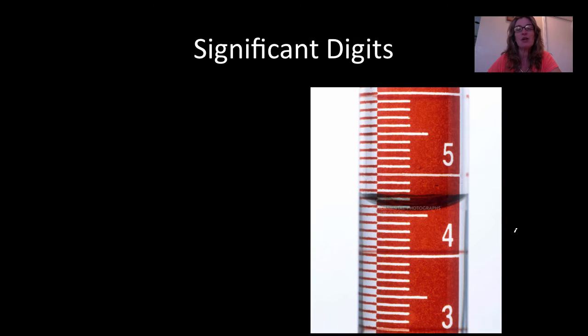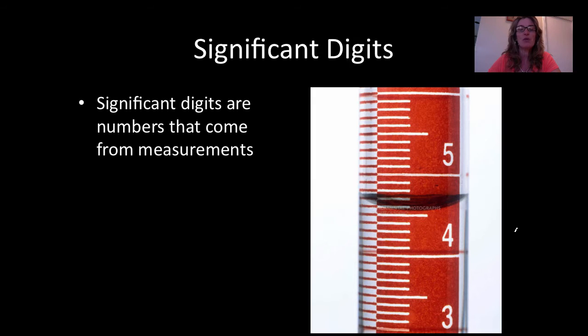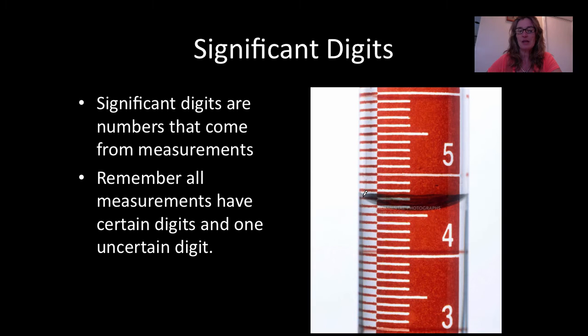Significant digits are numbers that are recorded from a measuring device. Here we see a picture of a graduated cylinder. If I record from this graduated cylinder, I will get a measurement, and if I look at the bottom of my meniscus and look straight on, I see that this measurement is 4, and since this is 5, then I know these smallest measurements are tenths. So this is 4.5 plus a little bit more, and I'm going to say that's 7.